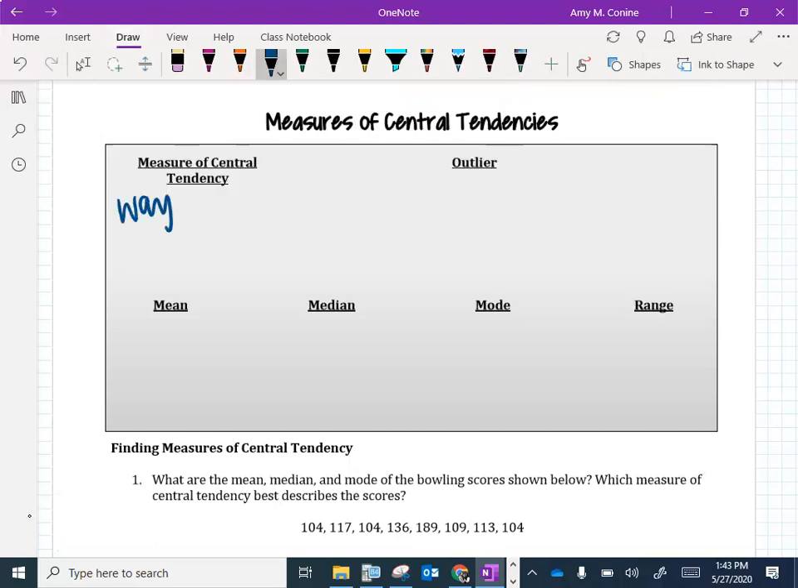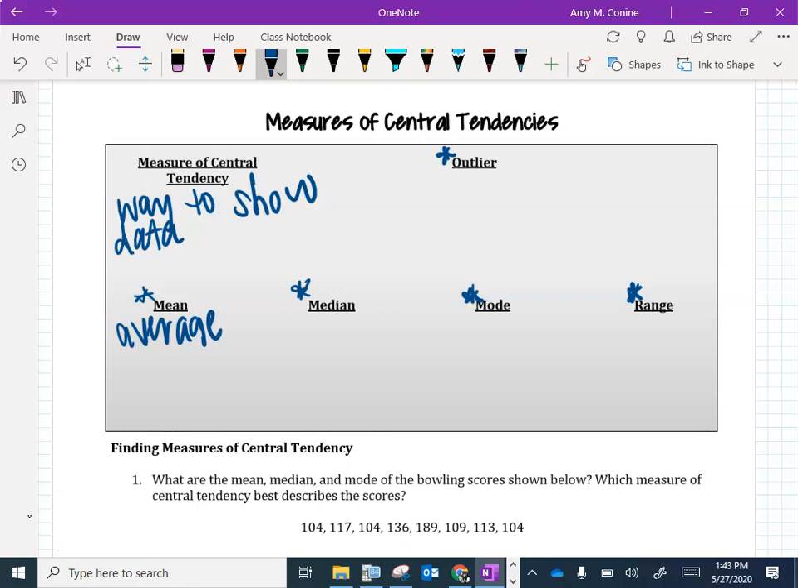They're a way to show data, and then mean, median, mode, and range, along with outlier or characteristics within that. So mean is basically average. And you're going to find the average of your numbers. So you're going to take all your numbers, add them up, and then divide them by how many numbers you had.